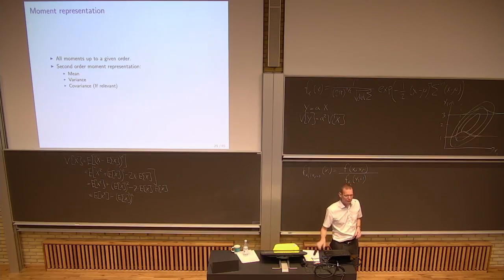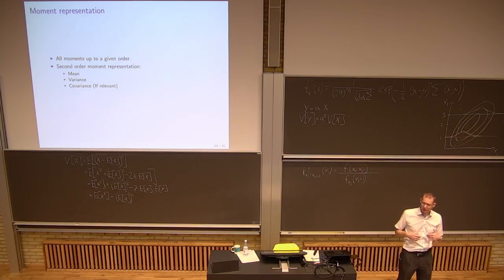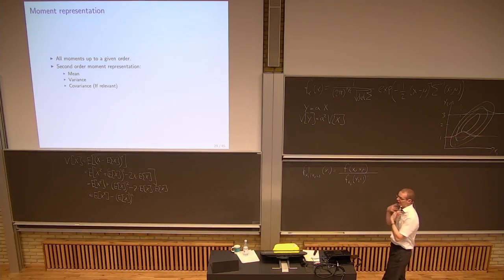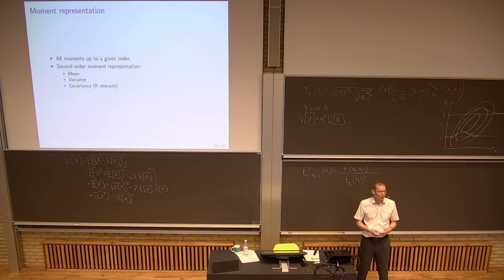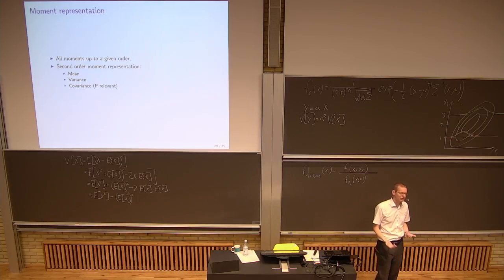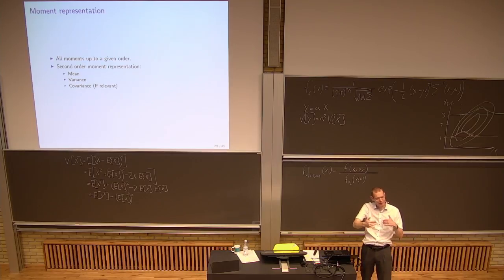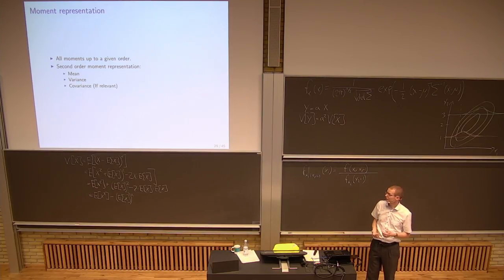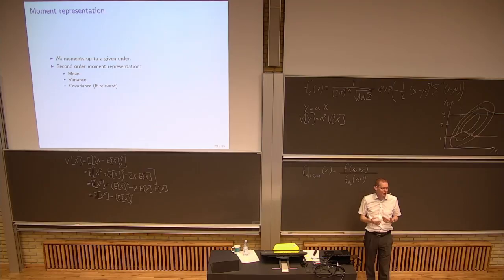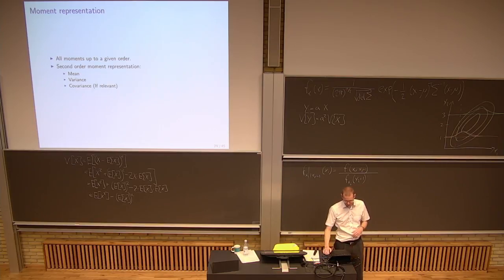So, that was a little bit about moments. When you talk about a moment representation, say a second order moment representation, which is what we typically do in this course, since we're looking at normally distributed variables, what we care about is the mean value and the variance covariance structure. So we care about things up to the second order. We don't care about higher order moments because there's no information there. We have all the information that we need in the mean and the covariance structure. So we have the mean, the variance, and the covariance if relevant. That means if you have a system where the dimension is higher than 1, then you need to keep track of the covariance as well.